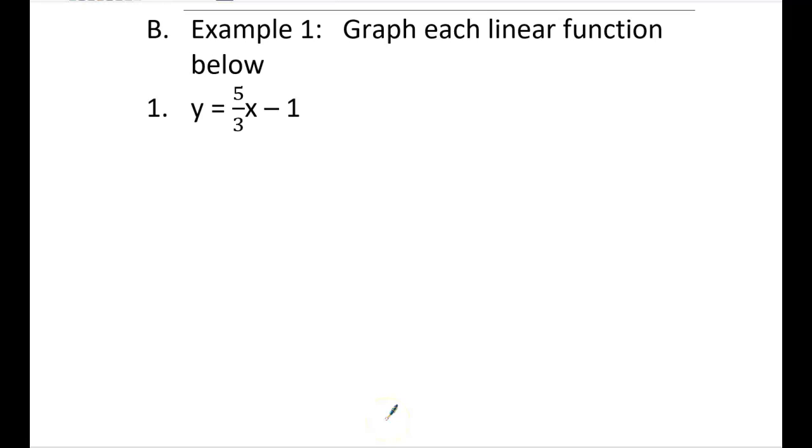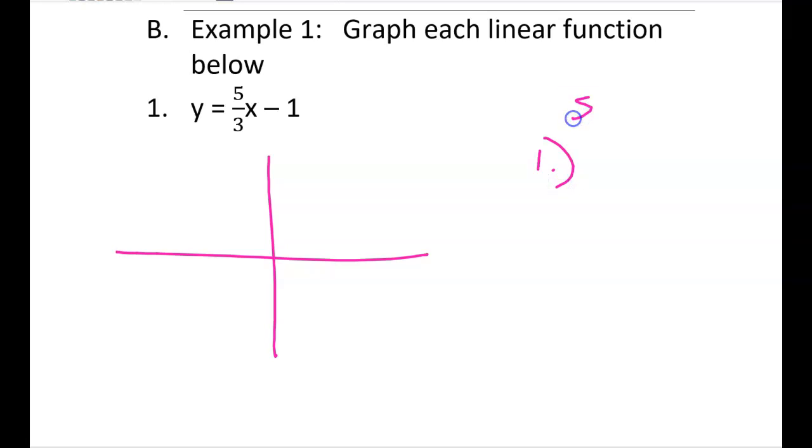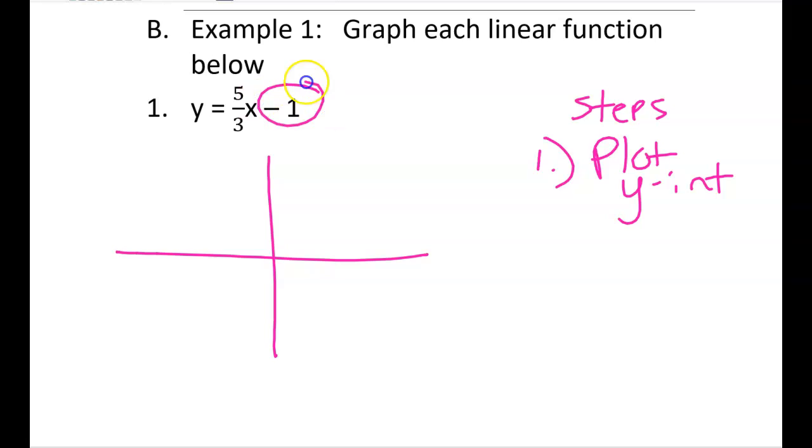So the first thing I'm always going to recommend to do is to start off by plotting your y-intercept. Okay, so in this case, my y-intercept is negative 1. So I'm going to go down 1 on my y-axis, and I'm going to put a dot at negative 1, and that's my starting point. Remember how we said that's our initial value, the starting point. So that's going to be our starting point.